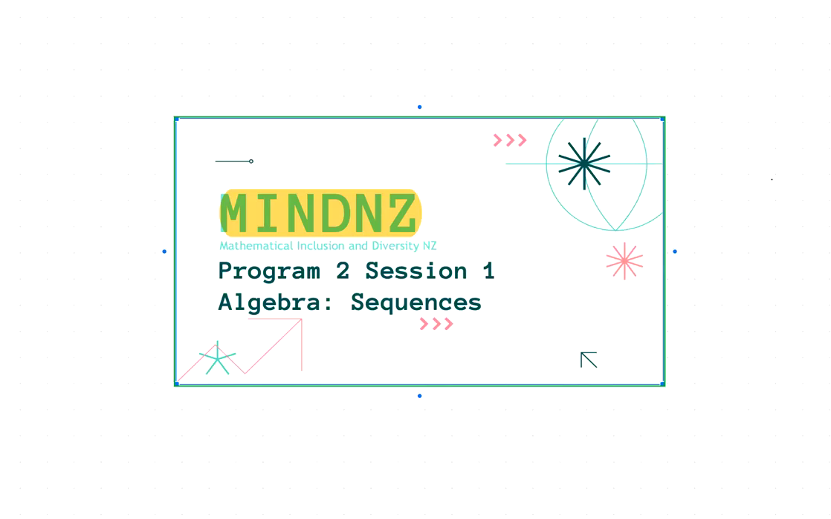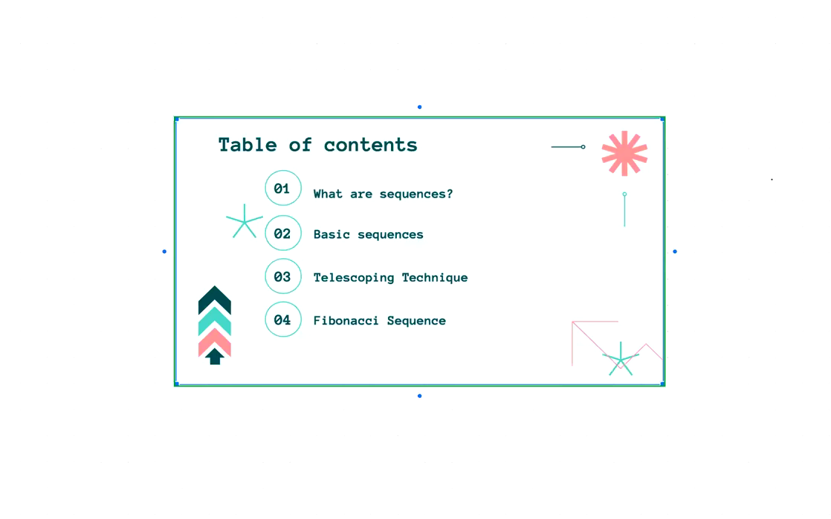Okay, so today we will be talking about what sequences are, then secondly, going over some basic kinds of sequences, thirdly, talking about a technique we call telescoping, and fourthly, applying everything we learned to the Fibonacci sequence. And after that, if we have some time, we'll be going over some little snack problems.